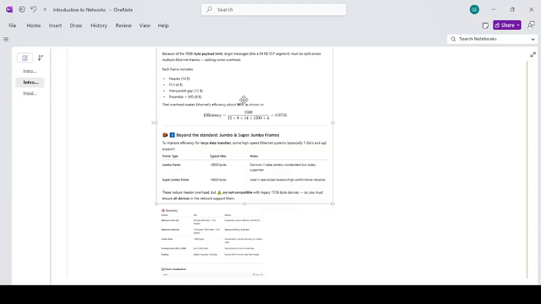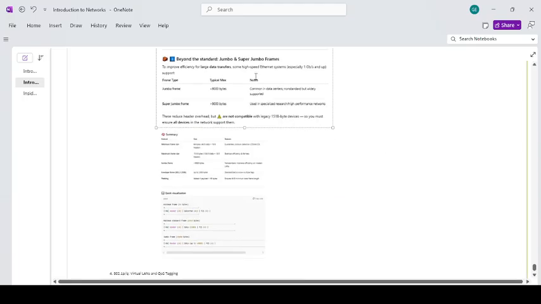Efficiency equals 1500 over 12, which is the inter-packet gap, plus 4, the FCS, plus the header, destination, tags, etc., and the preamble plus SFD, which is 8, giving 0.9753. Beyond the standard, to improve efficiency for large data transfer, some high-speed Ethernet systems, especially 1 gigabit per second and up, support jumbo frames, typically a max of 9000 bytes. Common in data centers, non-standard but widely supported.